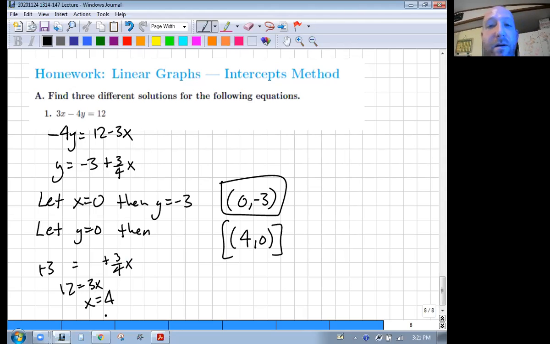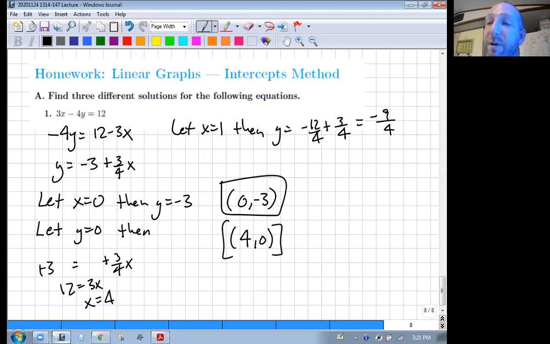All right. And let's see, to find another solution, plug in any number you want for x. What if we let x equal 1? If we plug a 1 in right here, y is -3 plus 3/4, right? And 3 would be 12/4. So -12 plus 3 would be a -9/4. So another solution would be 1, -9/4. You get as many solutions as you want.